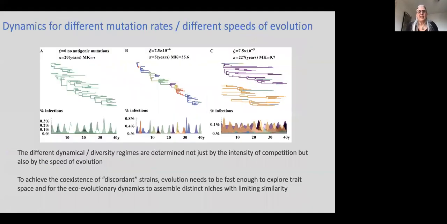So the main result I want to show you is here. Perhaps I was not clear enough: in the work before, in the purely ecological work without explicit mutation, the parameter that was very important for the bifurcation diagrams was the intensity of competition. Here, I want to show you the effect of the speed of evolution, of the mutation rate, on the emergent structure and shape of the tree. So we start on the left, by comparison, with essentially the completely neutral case where there are no antigenic mutations. So we still get a tree, but all are equivalent. So this is the neutral tree.